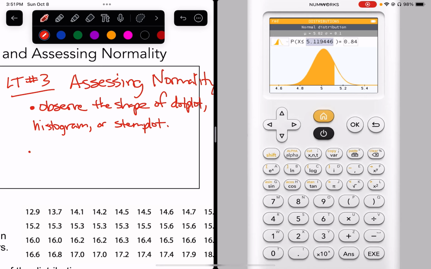So if the shape doesn't really match, if it doesn't even look normal, that's our first sign to say, okay, it's not normal. And once we've checked the shape and say, okay, it looks kind of normal, it's got that symmetric shape, it looks kind of like a bell, there's only one peak, then we need to check if the data fits the empirical rule.